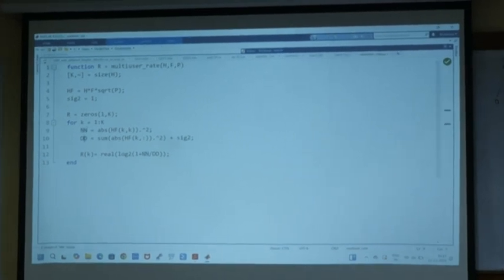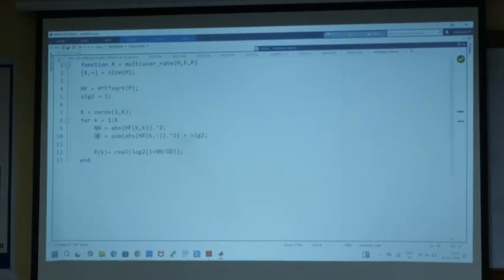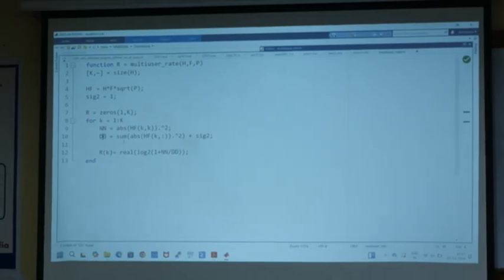And dd is the denominator. In the denominator we have interference plus noise. So this is the sum of all interferences plus noise. So this way we can calculate the rate.